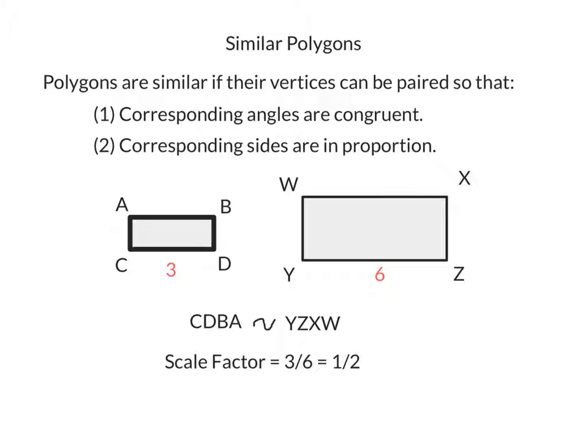So now, let's say that side CD is equal to 3 in length, and the corresponding side on the similar rectangle is equal to 6 in length. Then we have something referred to as the scale factor. The scale factor is simply the ratio of the lengths of two corresponding sides. So in this case it would be 3 over 6, or simplified 1 over 2. So that is the scale factor.